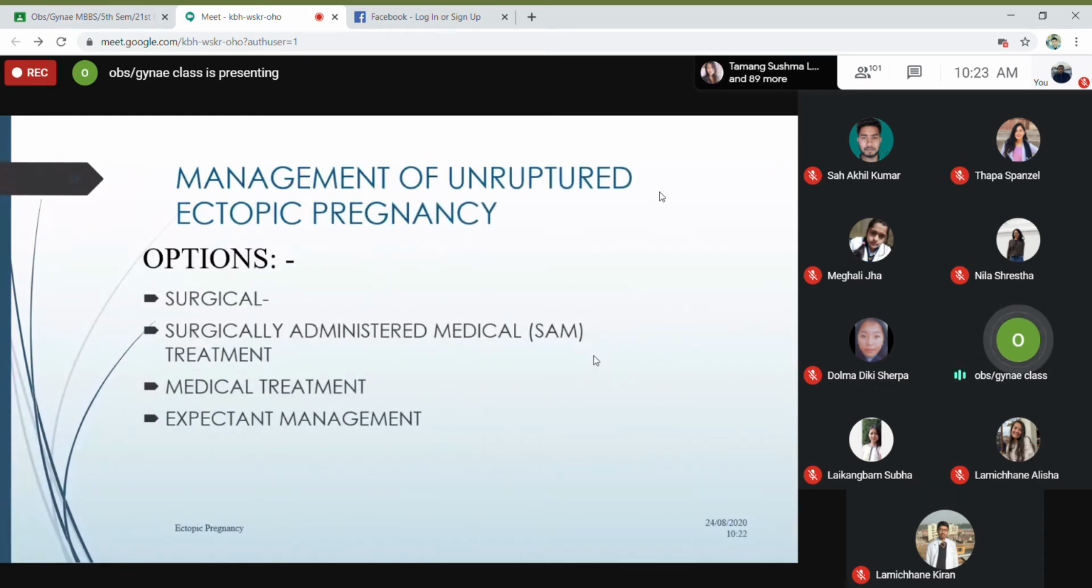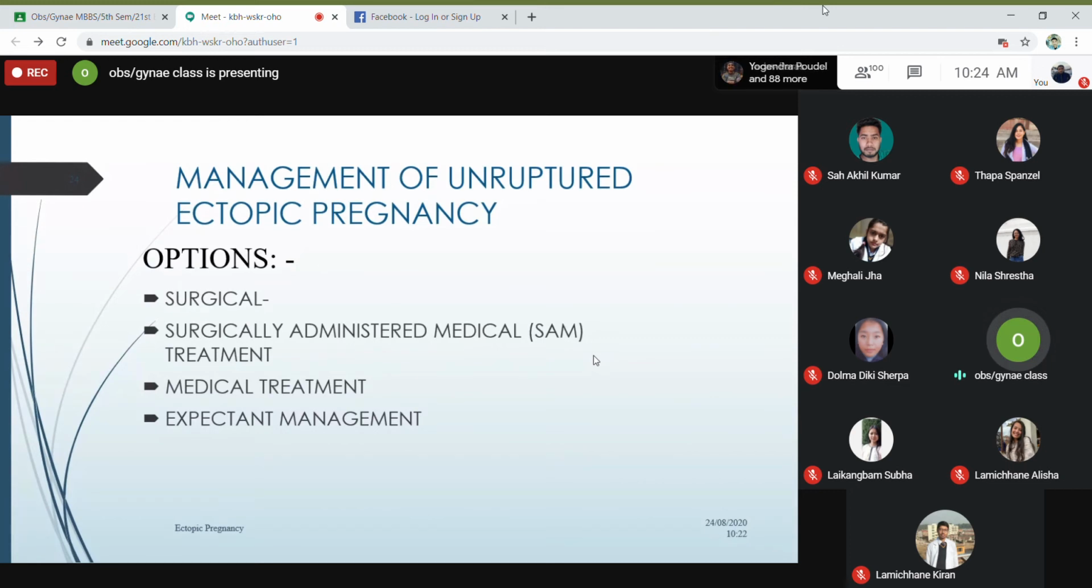Now for the unruptured, you have options. Okay, so for unruptured ectopic, the options are surgical. Surgical is that you remove the tube, or there could be minimally invasive surgeries also, or you can do a medical management. Okay, surgically administered medical treatment. Surgically administered means you're putting a syringe into the site of the ectopic, and you're giving drugs directly into the ectopic pregnancy, the tube. Directly putting a syringe from the abdomen without opening the abdomen. So just a syringe with the medicine loaded, and you inject it into the ectopic sac.